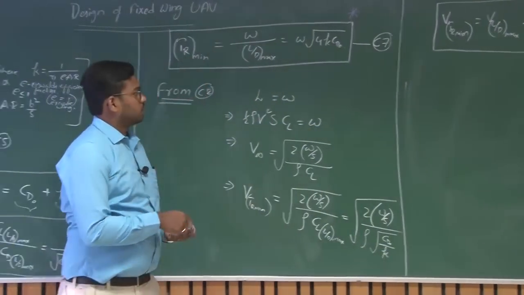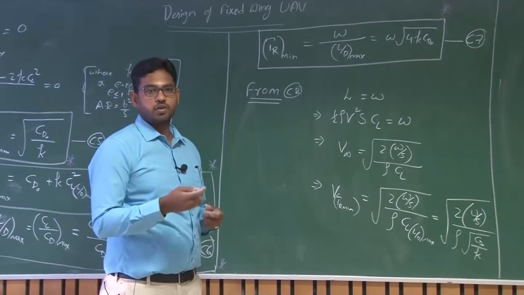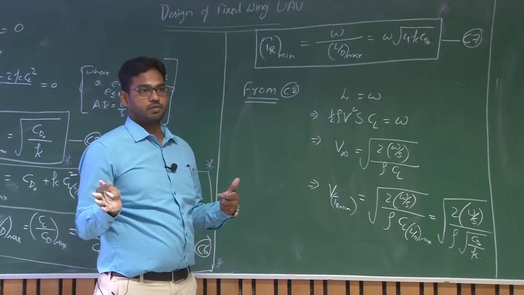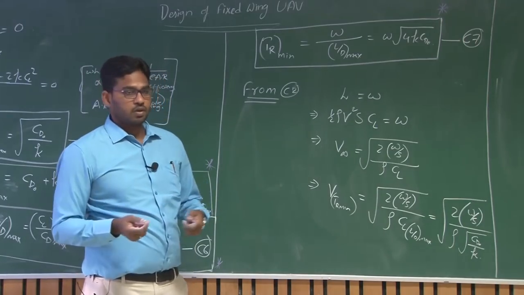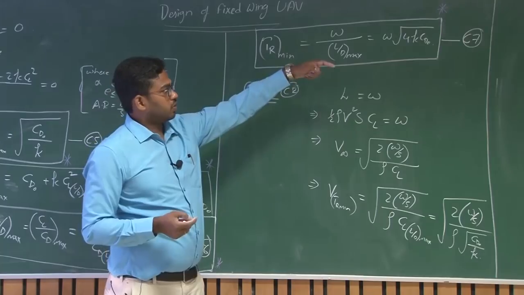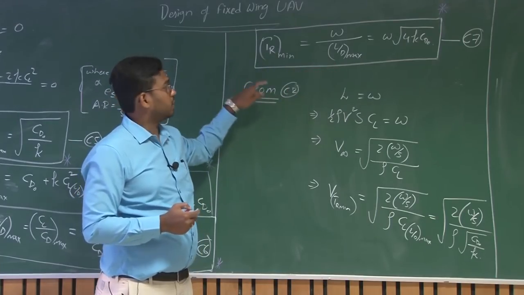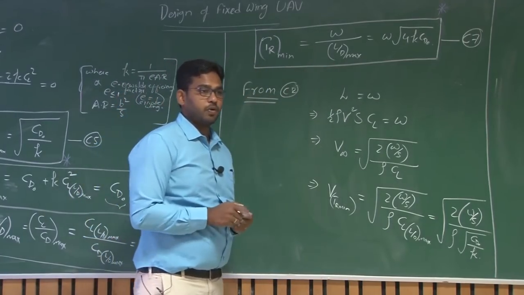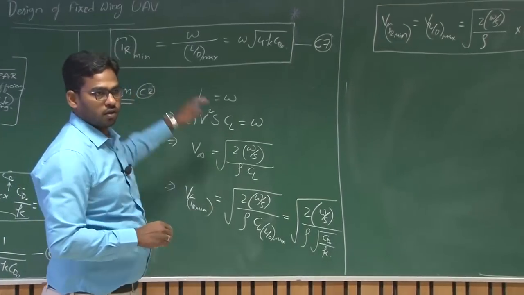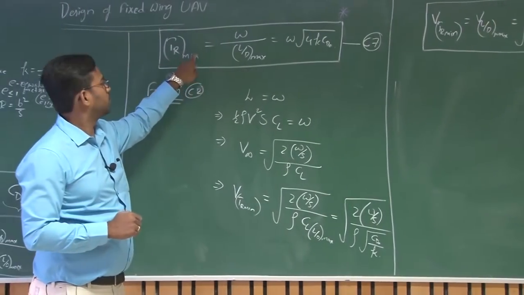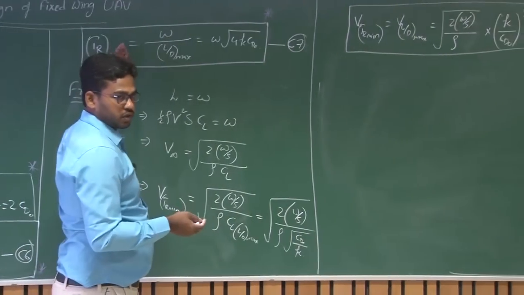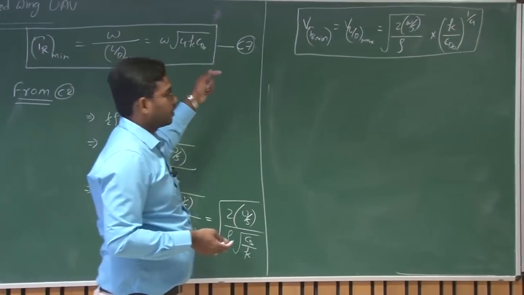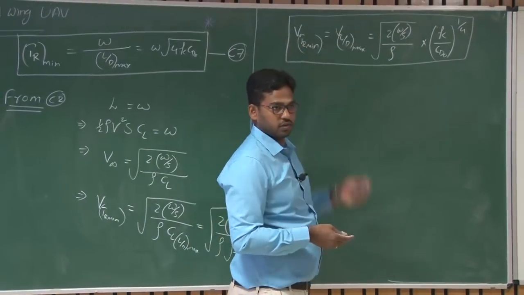So, if you are in cruise, let's say, which is one of the major phases of any mission of a UAV or in general any aircraft, this is the amount of thrust that you need to generate, right? That means your power plant's minimum capability during the cruise should be TR minimum, right? So the available power should be equal to this particular power, right? Then you can fly at this particular velocity.